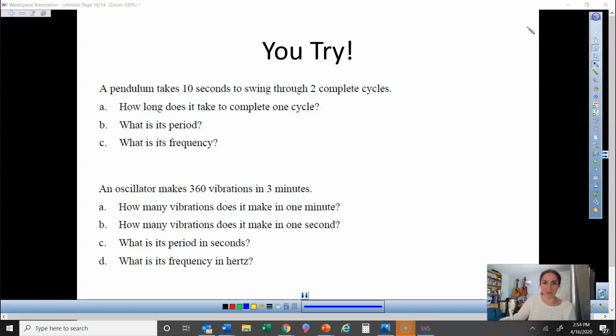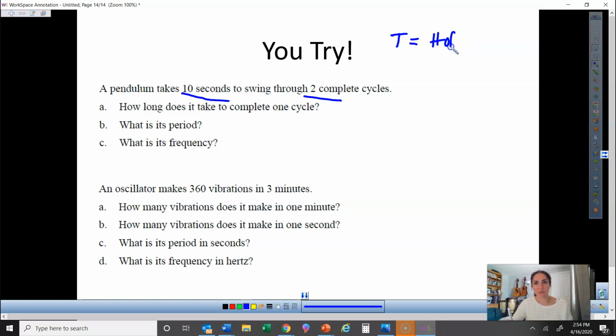Okay, so let's do these. You're probably like, okay, shut up and start working. All right, so let's do it. All right, let's see. I have 10 seconds to make 2 cycles, right? How long does it take to make 1 cycle? Well, good thing I got this number of cycles divided by time. This calculates the period, how long it takes to make 1 cycle. This is, by definition, a period. Don't let it throw you off.